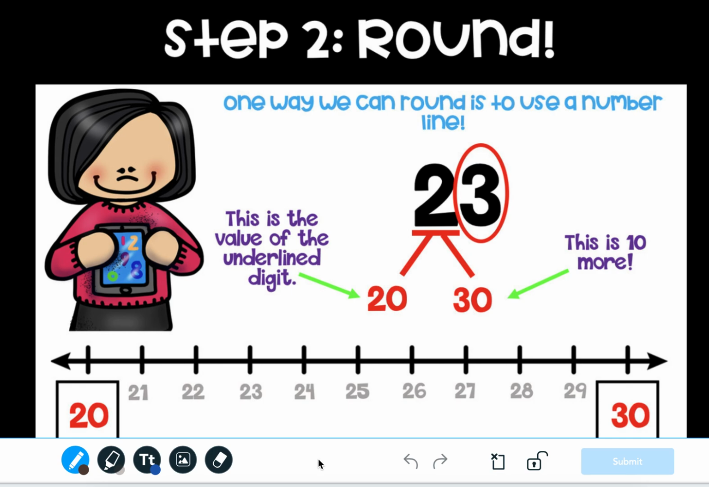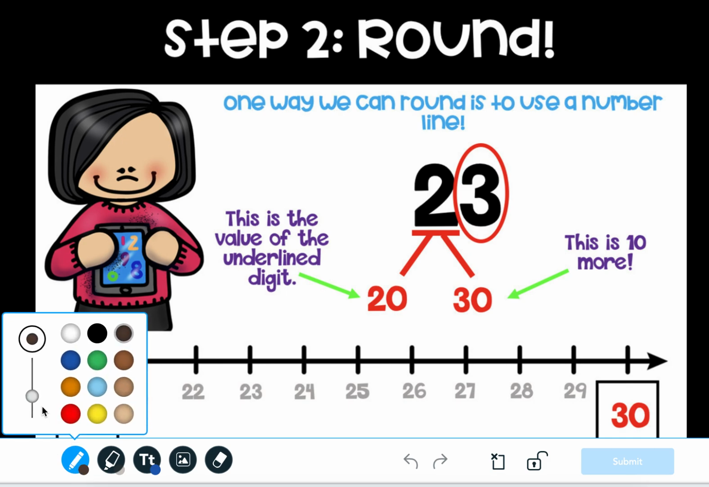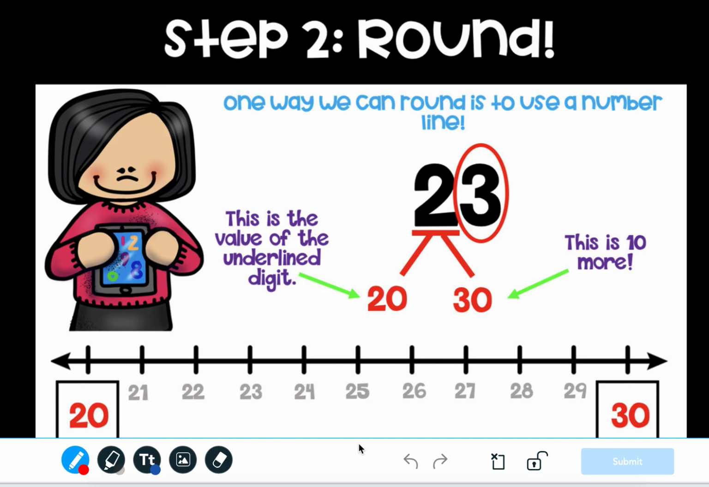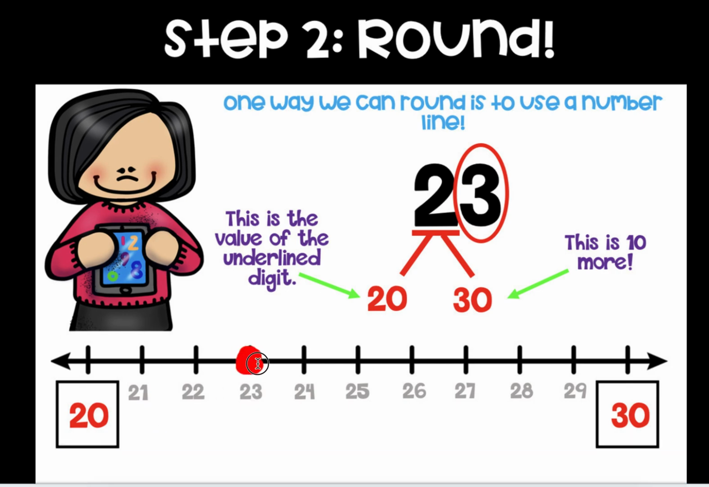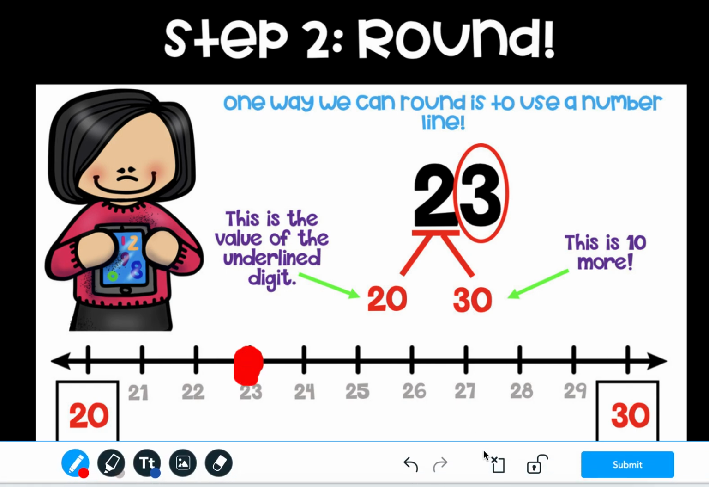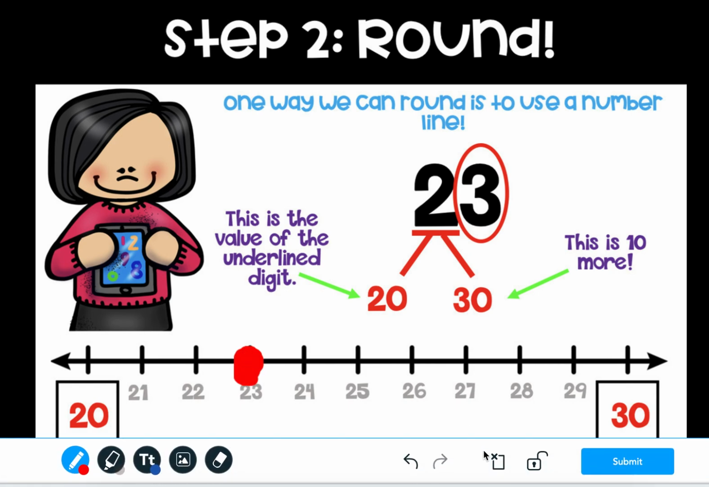The first thing we need to do is take a look at 23 and put a dot on the number line where 23 goes. I'm going to make a red dot nice and big where 23 is. Here is the number 23. I'm going to put a big dot right here on my number line. That's where the number 23 belongs.